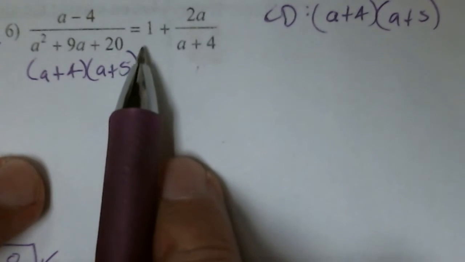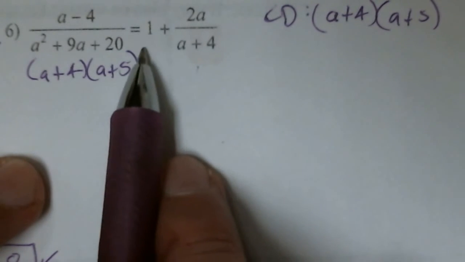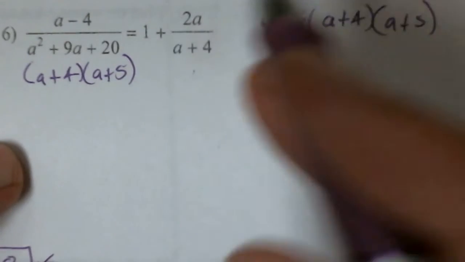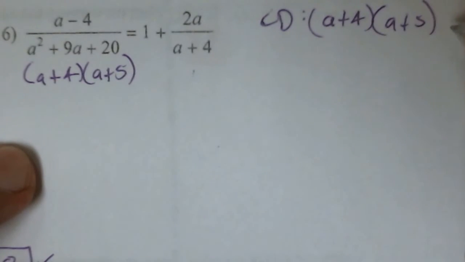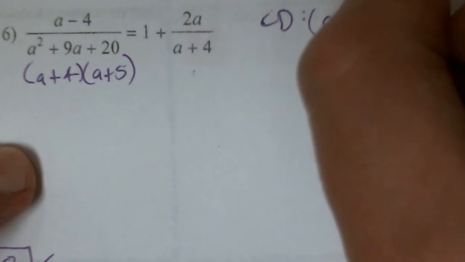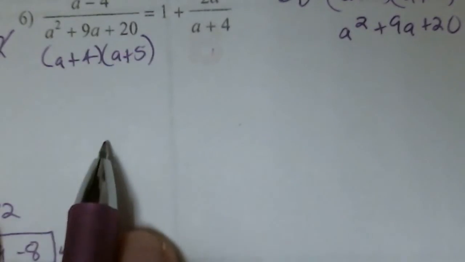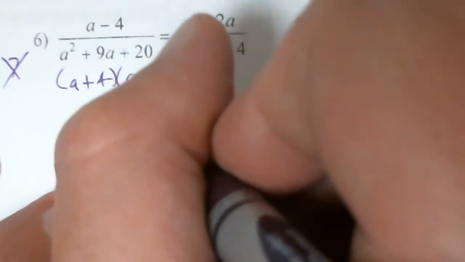Now here, like I said, when you have just one number with no fraction, no denominator, you can go ahead and just FOIL this out, or in this case, you can just leave it like that. So the common denominator is a plus 4, a plus 5, or you can just leave it as a squared plus 9a plus 20. Okay, so this I'm just going to bring down.